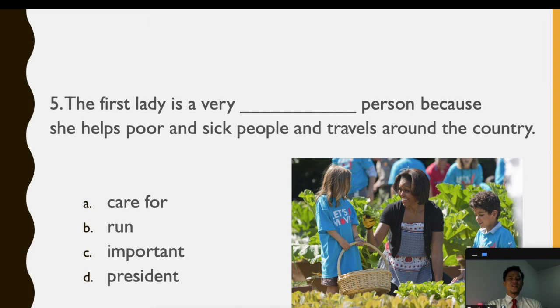The first lady is a very important person because she helps poor and sick people and travels around the country. A, B, C, D. Time is up. She's a very important person. Okay, so who among you got 5 points? Well, good job. It means you really remembered and understood our new vocabularies for today.